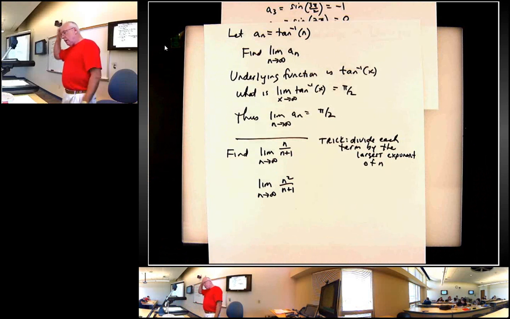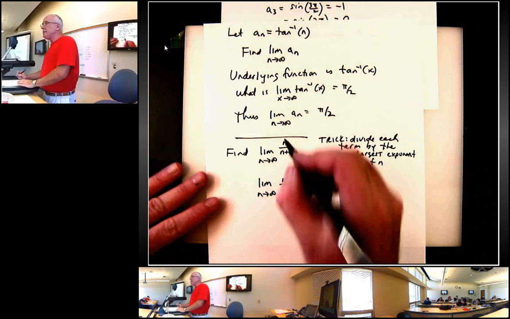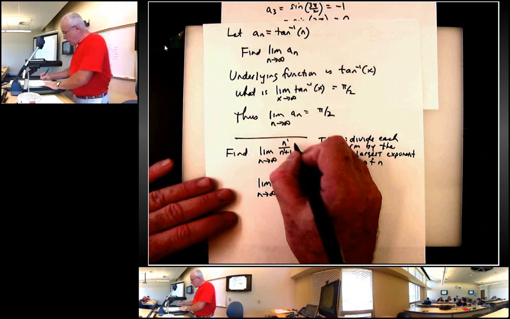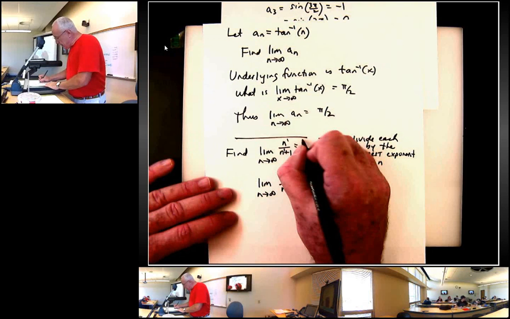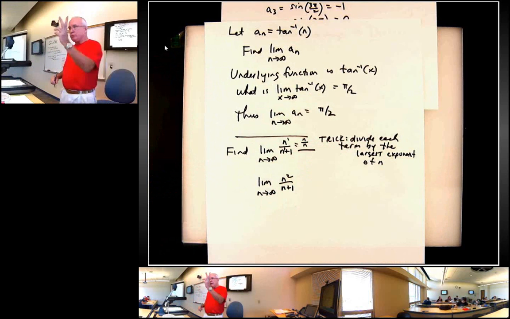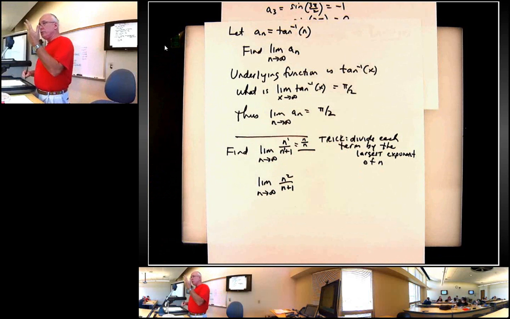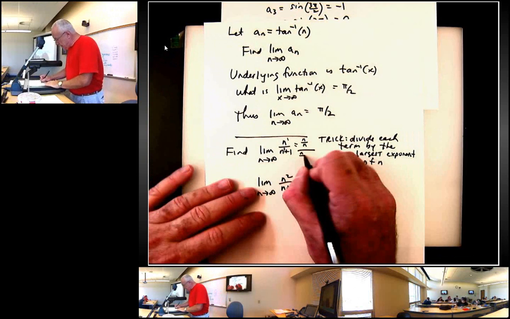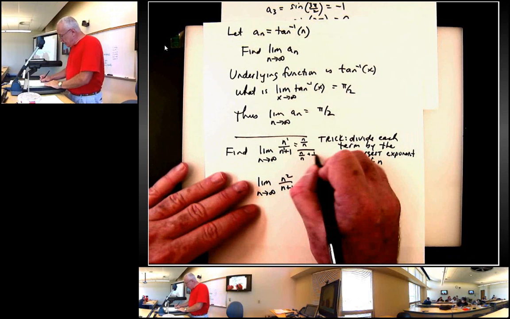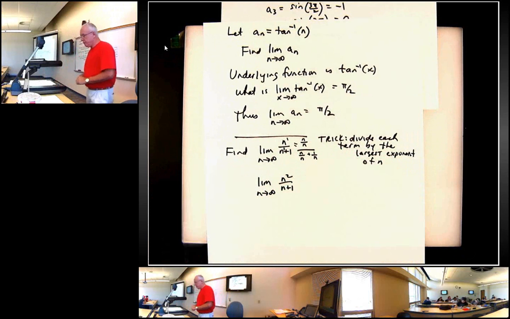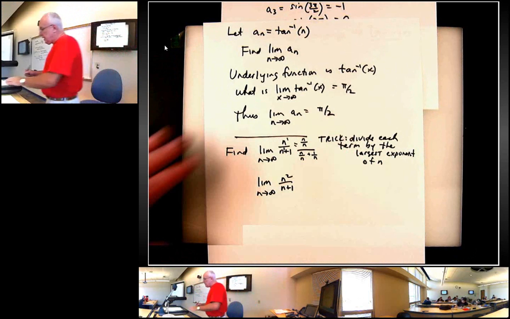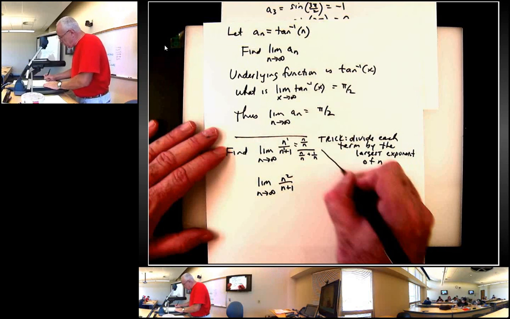So, in the first one, the biggest exponent of n is n to the first power. So I'm going to divide n by n to the first. That's my top term. Now I have two terms in the bottom. I divide the n by an n, and then I have a plus, and then I divide the 1 by an n. Now we get something that is equivalent, but looks a lot different.